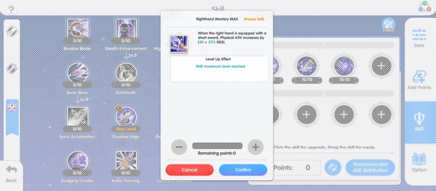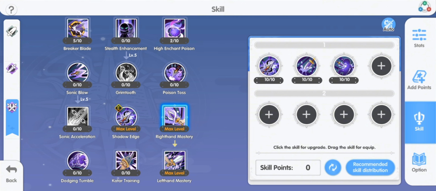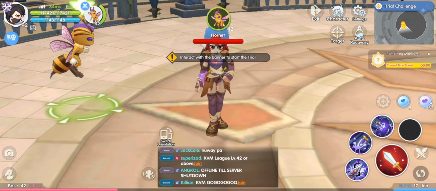My mistake. The left-hand mastery is the one we are going to max because of its description. Physical attack increases by agility. That's it for the skills. Let's test the damage and how long it will take to finish this dungeon.